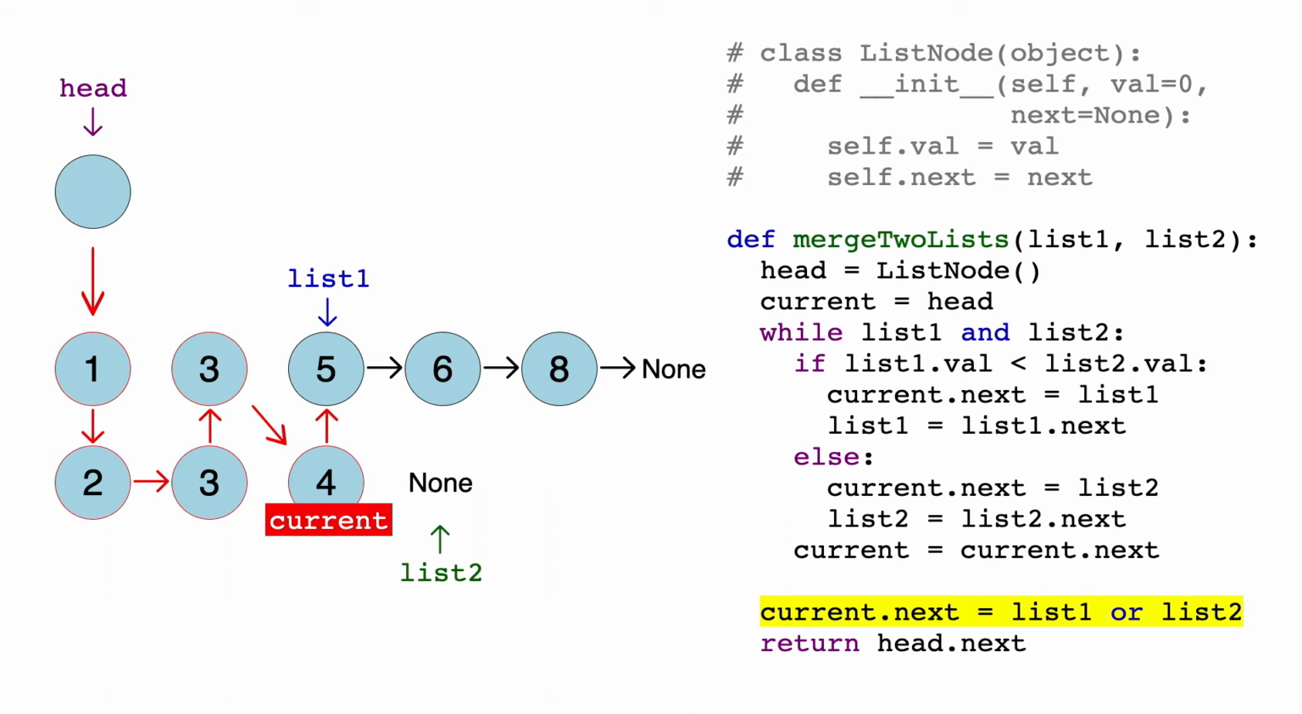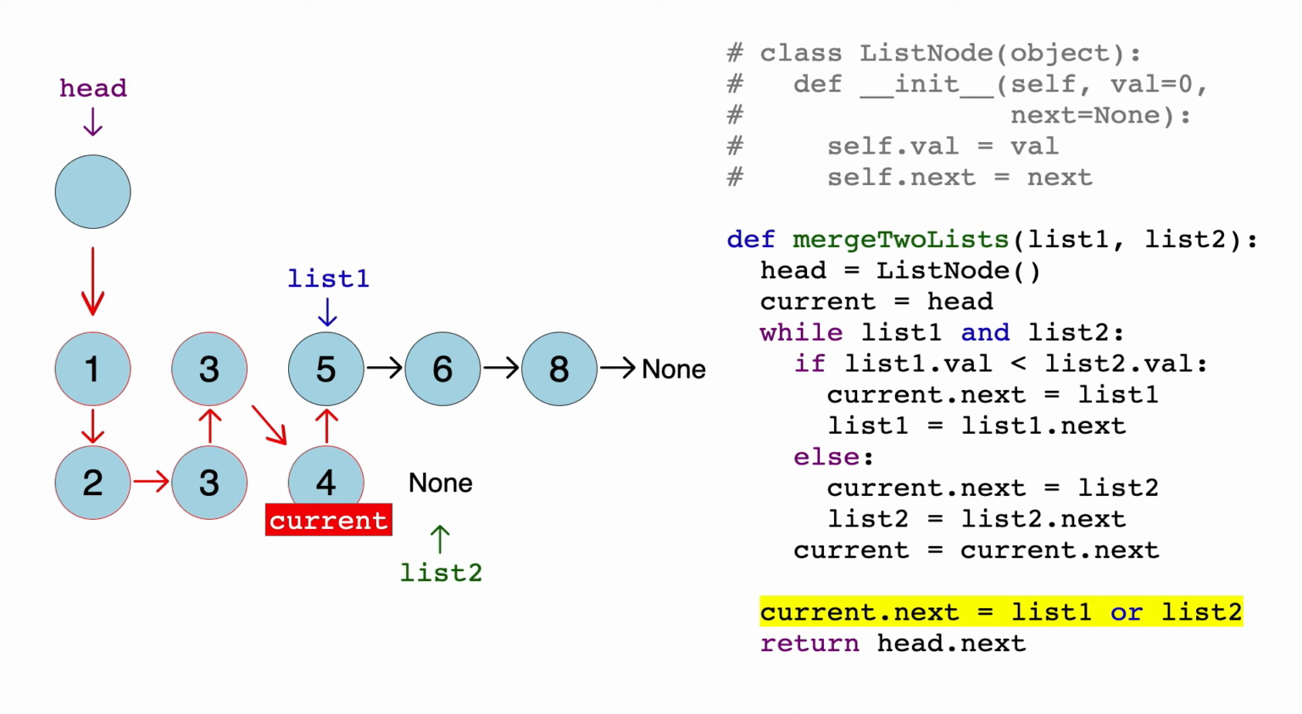So that's what this line here does, and let me take some time to explain exactly how this line works. List 1 or list 2 will return whichever one is not none. So if list 1 was not none, then list 1 would be returned, and we'd set current.next equal to list 1. But if list 1 was none, then this would instead return list 2, and we'd set current.next equal to list 2. If both of them were not none, then it would just return the first argument that is evaluated, which is list 1. But at this point, we know that only one of the lists is not none. So what we're really saying here is, point current.next to the list that still has nodes left.